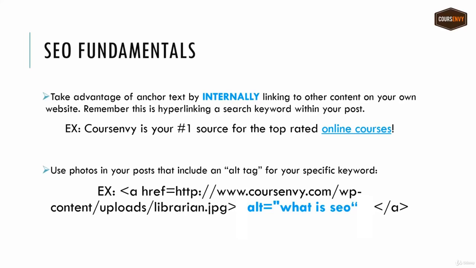Another important thing, use photos in your post. And make sure when you upload those photos to add an alt tag for your specific keyword. So in the actual coding, here's an example. I uploaded a photo of a librarian, but the article title is "What is SEO?" I want to input that the alt tag, or what the text will show for this HTML image, is "What is SEO?" And that's my specific keyword for the article as well.